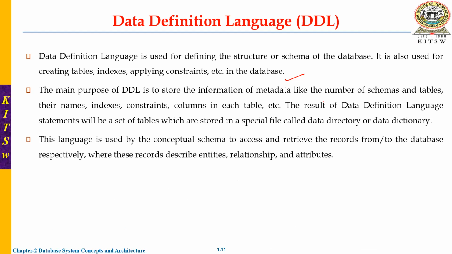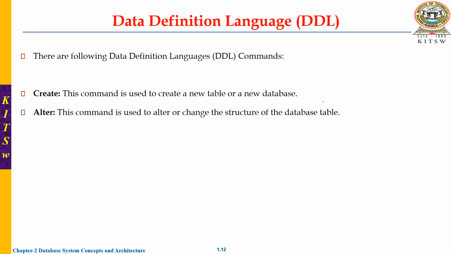This language is used by the conceptual schema to access and retrieve the records from or to the database respectively, where these records describe entities, relationships, and attributes. We already discussed in the previous lectures what is an entity, what is a relation, and what is an attribute. An entity is like a real world object, and in your laboratory session the table name is an entity, and attributes are the fields of your table. In data definition language, there are two commands: one is create and the other is alter. Create table, table name, and the field names with data types. We have discussed that in the laboratory session.